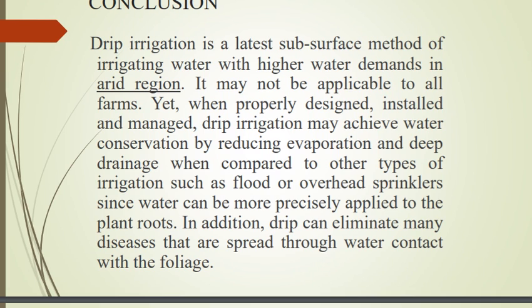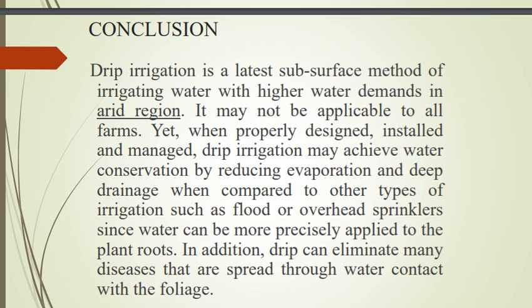Last is the conclusion. So, drip irrigation is a latest subsurface method of irrigation, irrigating the water with higher water demands in arid regions. It may not be applicable to all the farms yet. When properly designed, installed, and managed, drip irrigation may achieve water conservation by reducing the evaporation and the deep drainage when compared to other types of irrigation, such as flood or overhead sprinklers. Since the water can be more precisely applied to the plant roots, in addition, drip can eliminate many diseases that are spread through the water contact with the foliage.